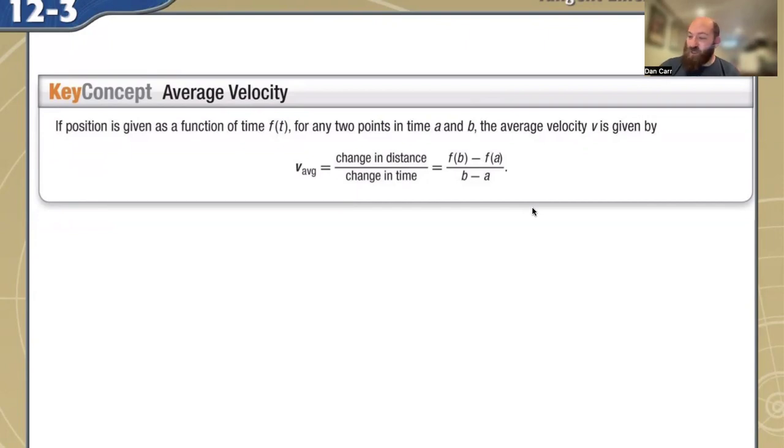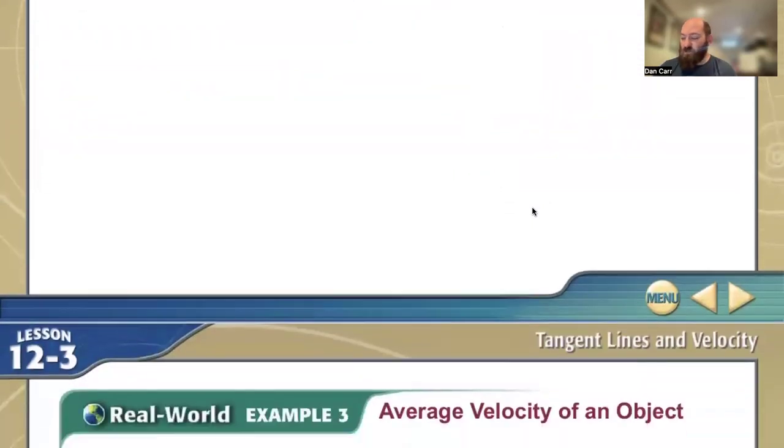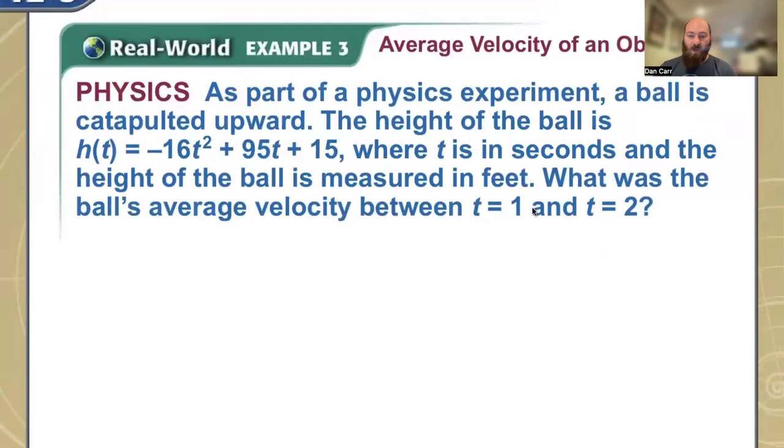So we look at average velocity as being the change in distance over the change in time, which is f of b minus f of a over b minus a, or I can call it y2 minus y1 over x2 minus x1. It's really just slope, but we're just looking at it in the sense of a moving object. So that's what we're going to look at here. Average velocity of an object.